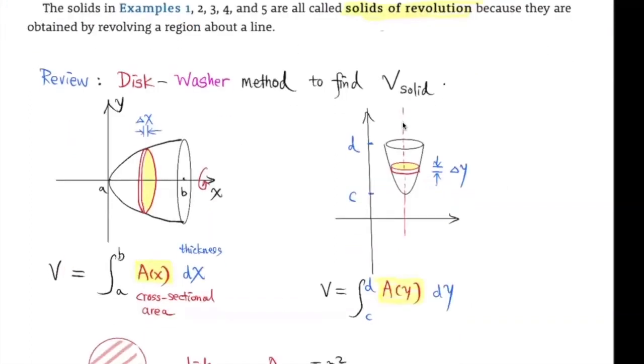Basically the volume will be the integral of the cross-sectional area. If the solid is oriented this way, then the volume will be the integral of this cross-sectional area. The thickness of each disk right here is going to be dx. X over here goes from a to b. If the solid is like this, then the thickness of each disk here is going to be delta y, so that will be dy. And y goes from c to d. This cross-sectional area will be A, but it's going to change as y changes, so we call it A(y).